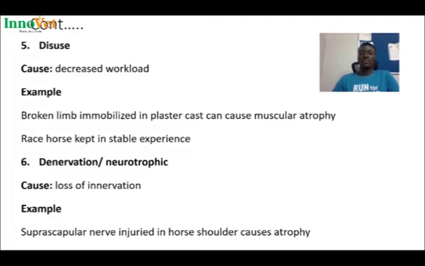Then the other one is denervation or neurotrophic cause. Denervation is just the loss of innervation. We know that for muscles to work, they depend on the nervous supply. So if they lose innervation, of course they will become incapable of working, and in so doing they will atrophy. An example here I can give is the suprascapular nerve. If it is injured in the horse's shoulders, it will cause atrophy.